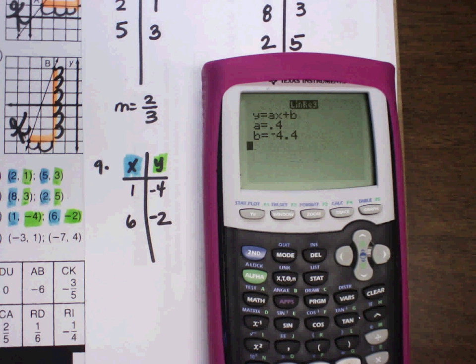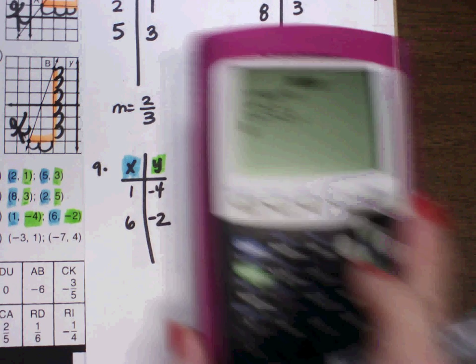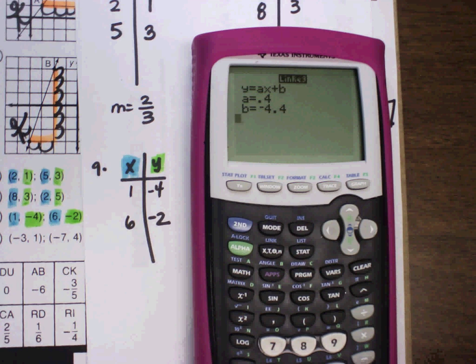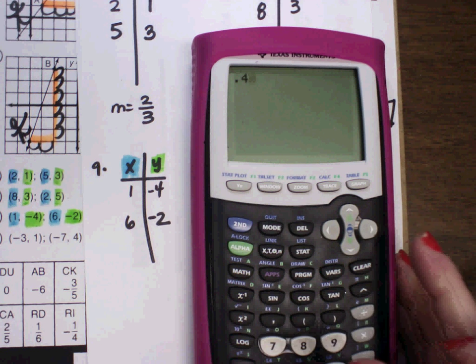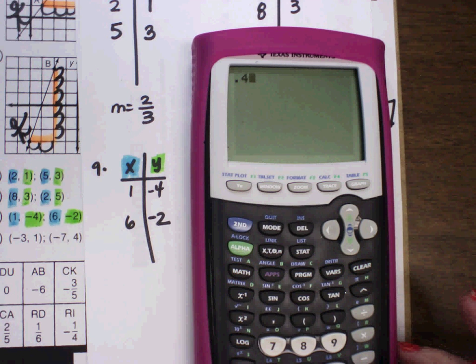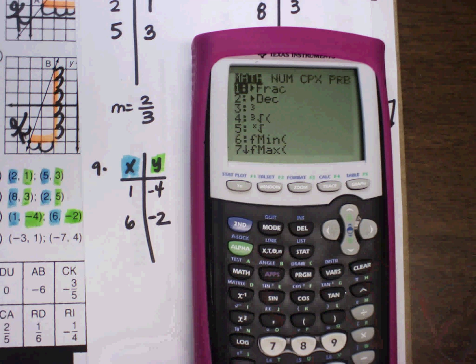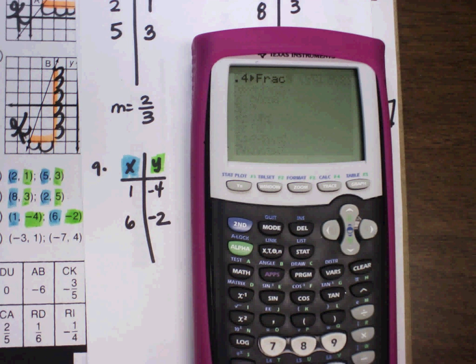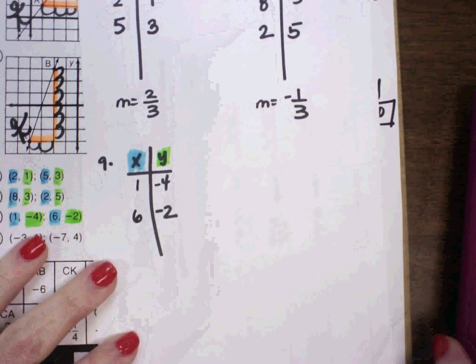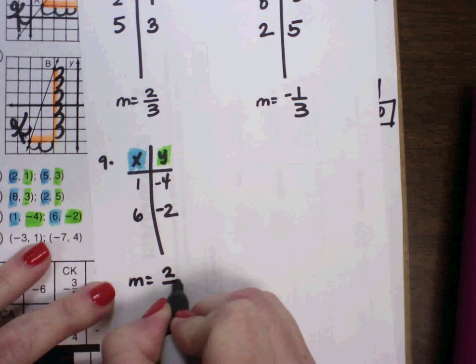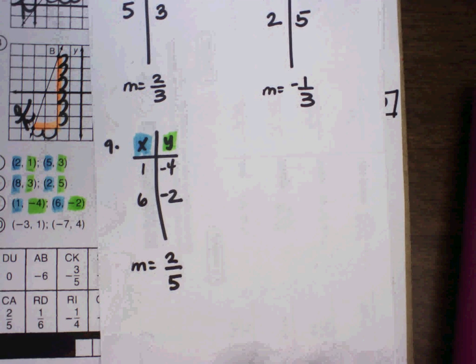All right. But I don't want it as a decimal. I want it as a fraction. So how do I do this? Talk to me. 0.4. Is that a repeating decimal? It's just 0.4, right? So I go to math and change it to what? To a fraction. So what's my fraction? 2/5. Very good. What does it mean to have a slope of 2/5? What's my rise? 2. And what's my run? 5. Very good. All right. Do you think you can do number 10 on your own? Yes? All right. Go for it.